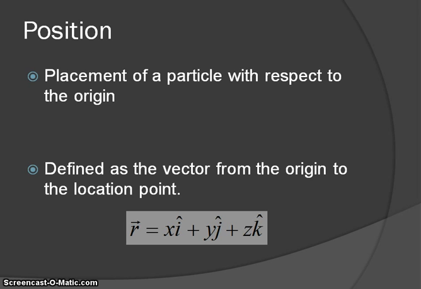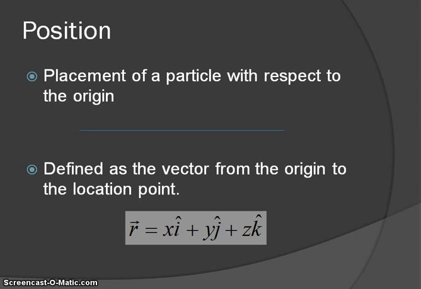So let's start by looking at this in one dimension. If we have a number line, and on that number line we have an origin location, and we say our particle is over here, then the distance from the origin to that position gives us our distance, but the vector that goes from the origin to that location is our position vector.